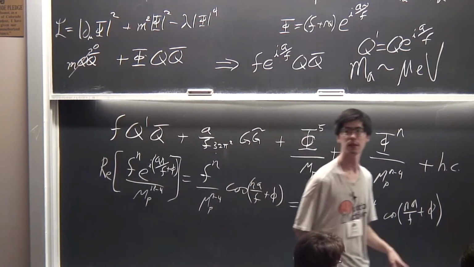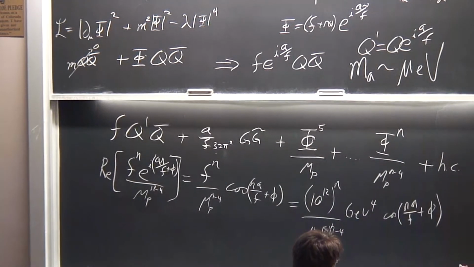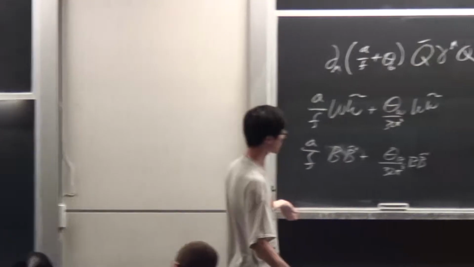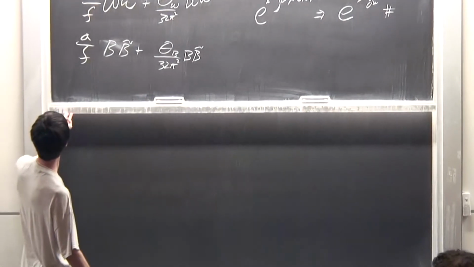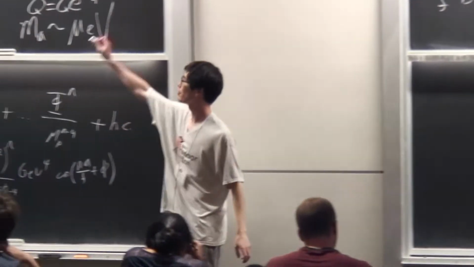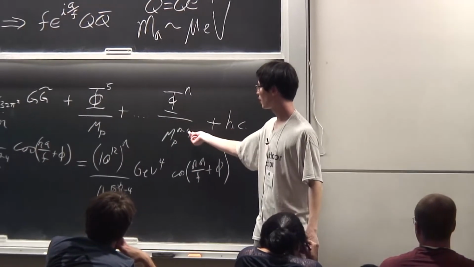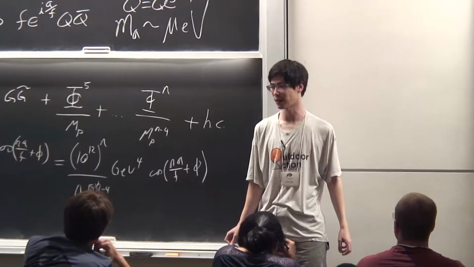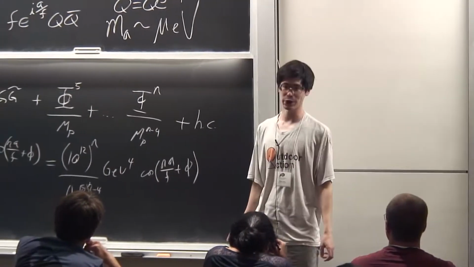Okay. Is that all the questions? All right. So the statement is to get an EFT that looks like that, you just need to suppress operators that are suppressed by m Planck to the 10th power, which sounds very difficult.